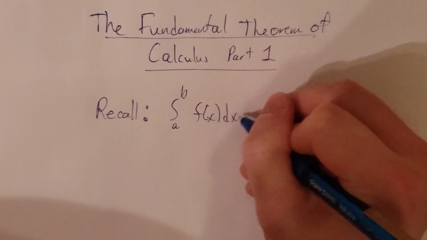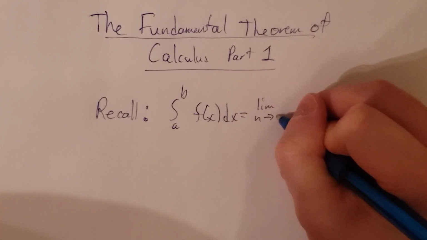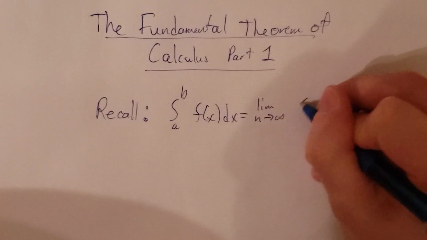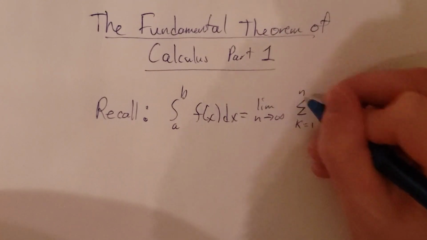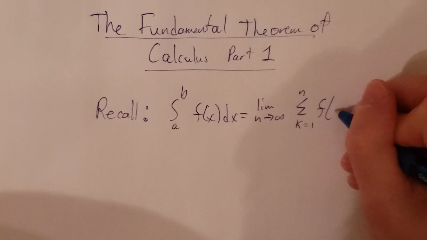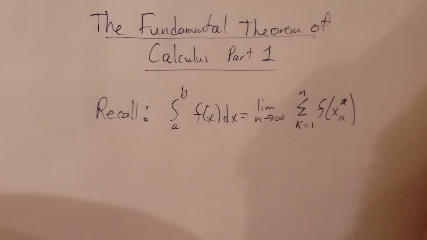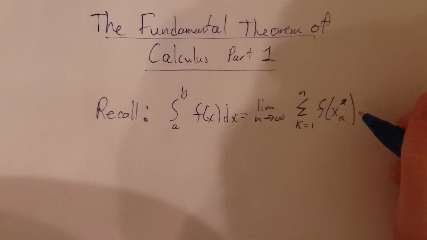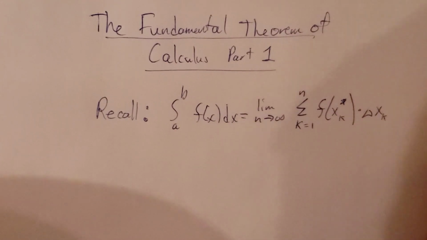x dx as the limit, as n goes to infinity, of the summation from k equals 1 to n of f of x sub k star, which is just some x value in the kth interval, times delta x sub k, which is the width of that kth interval.